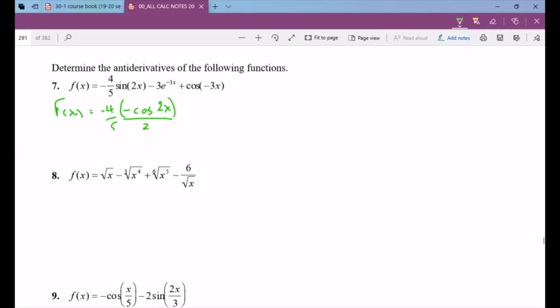Our next term is going to be minus 3 e to the negative 3x. But chain rule, we're going to divide by negative 3. Plus cosine, the antiderivative of cos is just sine of negative 3x, and then dividing by negative 3.